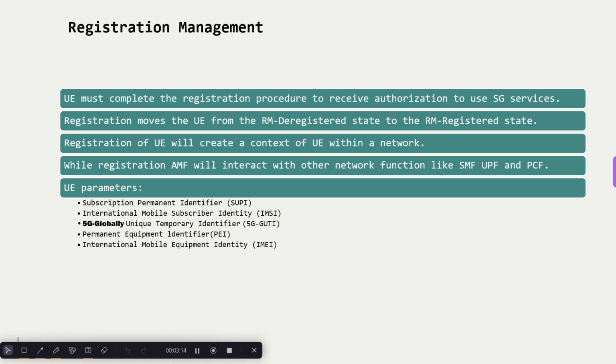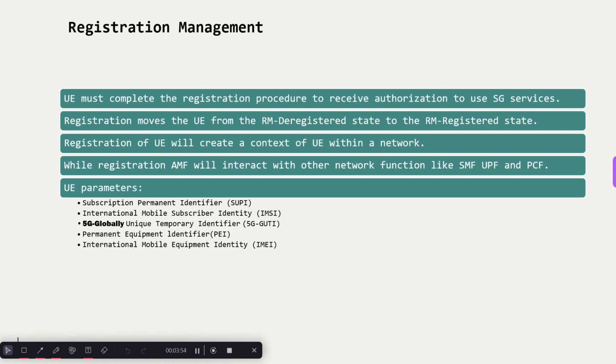So what is registration management? Registration means when the UE wants to connect with the 5G core network or wants to access the services of 5G, it has to register with the network. This registration procedure will be managed by AMF. When the UE is registered with the 5G core network, it is authorized to get service from 5G. Without registration, it will not get any service from 5G.